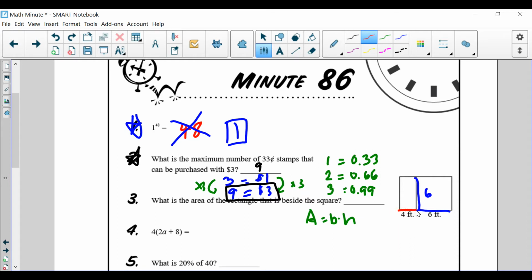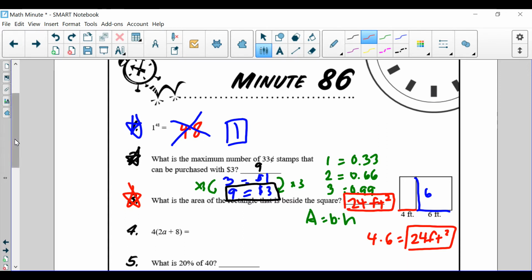So we just need to multiply the base and height of this rectangle. We're going to multiply 4 times 6, and we will get our area. So 4 times 6 is going to be equal to 24. But keep in mind, because it's area, we're going to go feet squared. So our answer in this case will be 24 feet squared. All right, very nice if you got that one. Remember, it was just talking about the rectangle, so that's why we had the answer 24 feet squared.